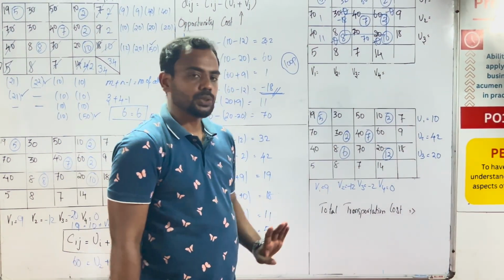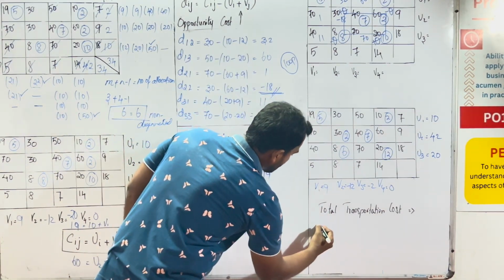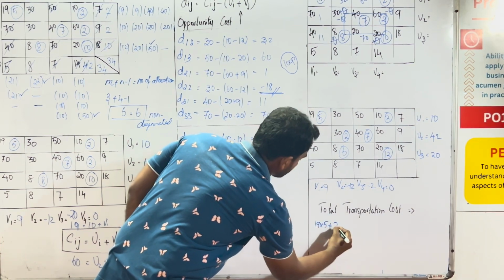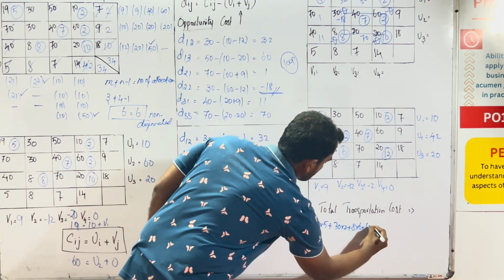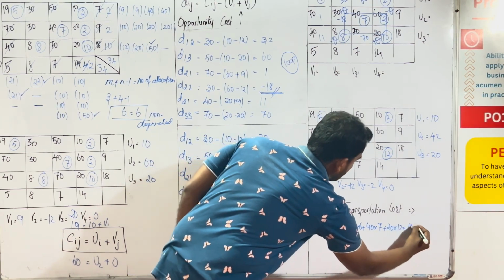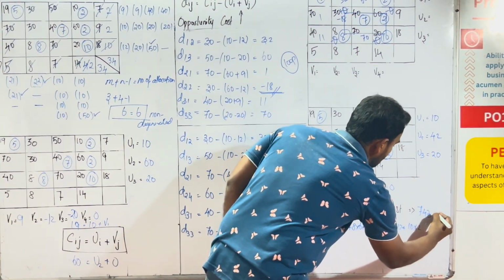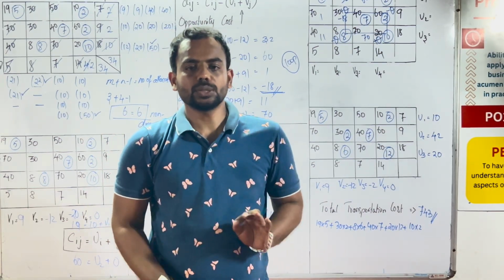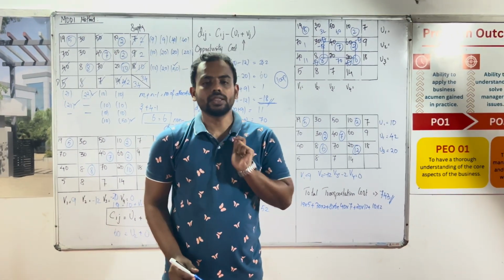So now we need to find out the total transportation cost. For finding the total transportation cost, you have to multiply the allocation with the cost. So 19 into 5 plus 30 into 2 plus 8 into 6 plus 40 into 7 plus 20 into 12 plus 10 into 2. So the final value is going to be 743. So this is going to be the total transportation cost. So by using the MODI method, we can easily optimize the total transportation cost compared to all the other methods.